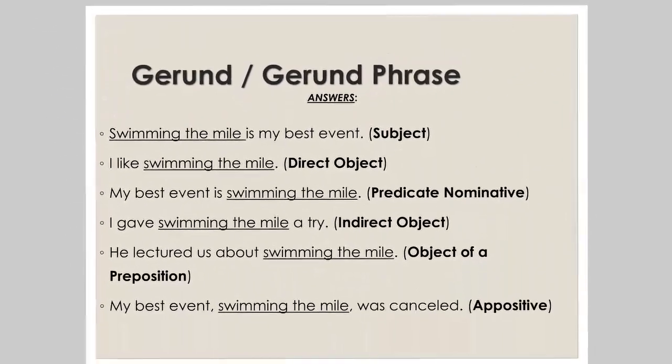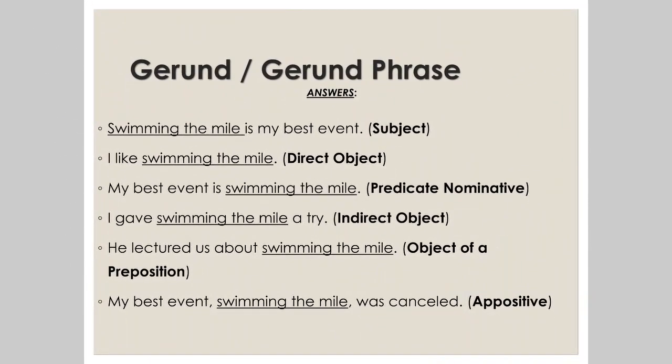So now let's see some answers. They all are gerunds, they just act in different ways. For example, swimming the mile is my best event. Swimming the mile is a subject, okay, it's acting as a subject. I like swimming the mile is acting as a direct object because you're talking about swimming the mile.